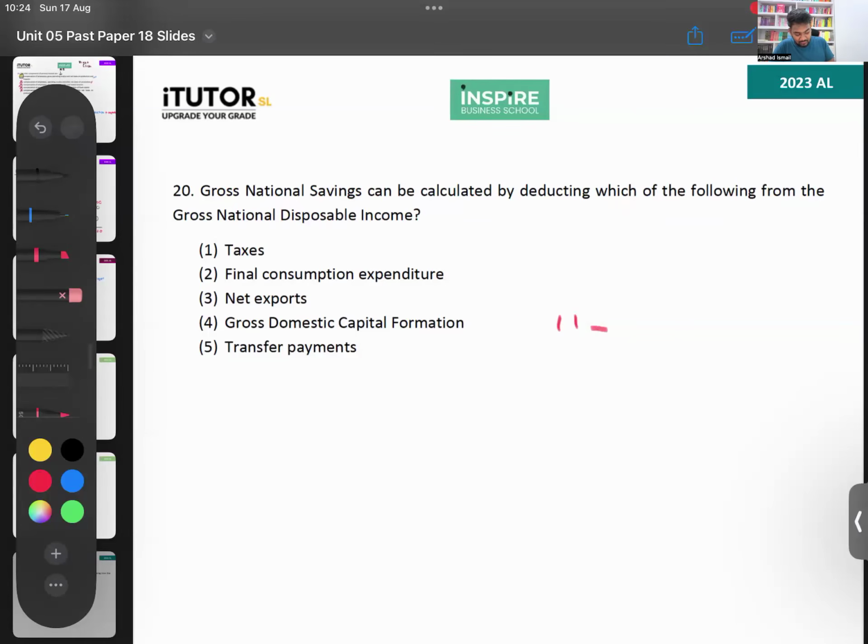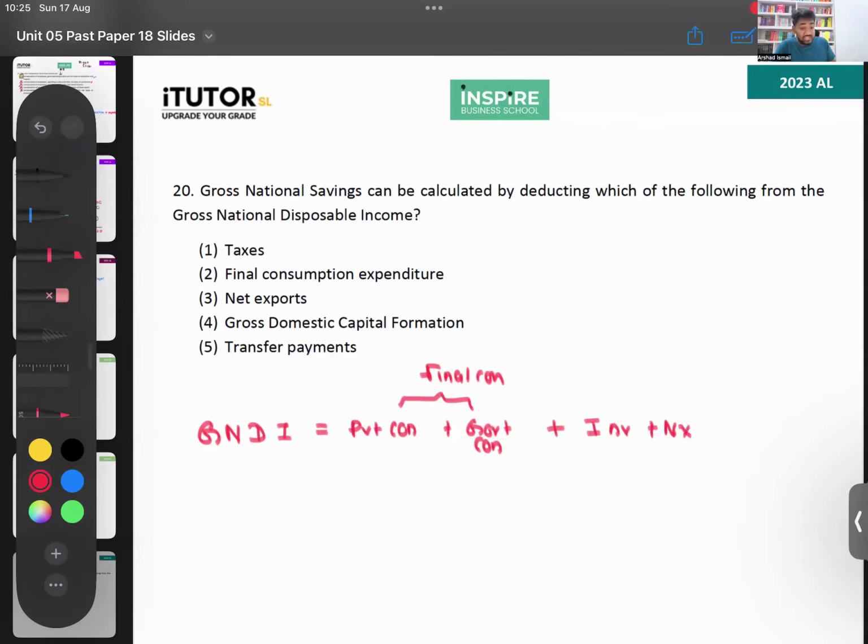First of all, tell me, what does gross national disposable income include? In your expenditure approach, it is what and what and what? It's your private consumption and your government consumption. Both of these together are called total final consumption. You add investment, you add net exports, then that is GDP. For that, if you add net primary income and net secondary income, you get gross national disposable income.